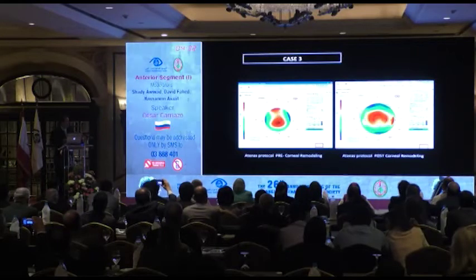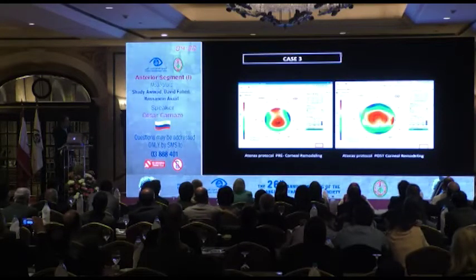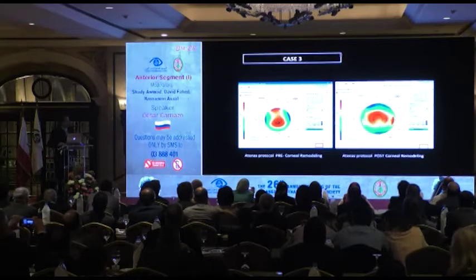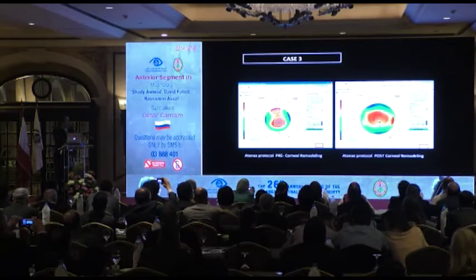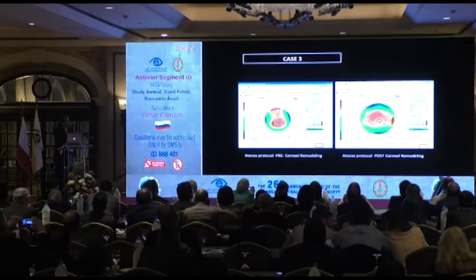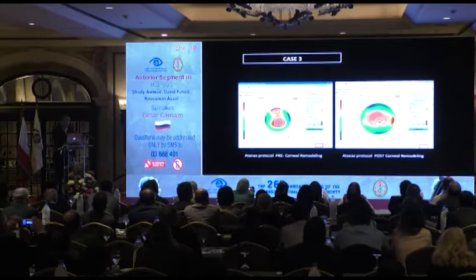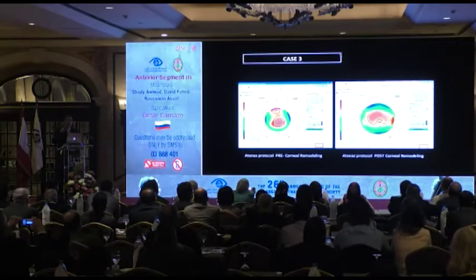This is a beautiful case. Before the corneal remodeling, see, if you treat this patient, this is the ablation that you have to do. But if you do corneal remodeling to this patient after surgery, you will do like this. You will ablate around, but not here, because here is the flat point. It's not the steep point as before.